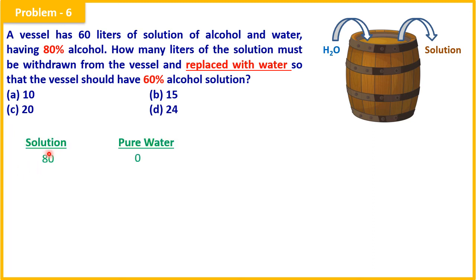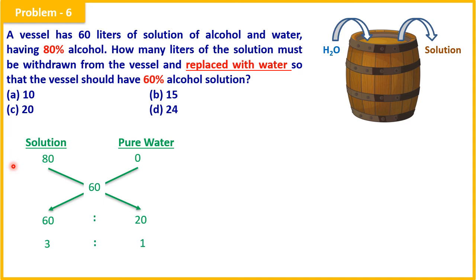The solution has 80% alcohol and some part of it is replaced by pure water, in which alcohol will be 0. Well, we want to bring down the concentration from 80% to 60%. So that 60 should be written in the center. Now let us apply alligation here. 80 minus 60 is 20 and 60 minus 0 is 60. So this is in the ratio of 3:1.